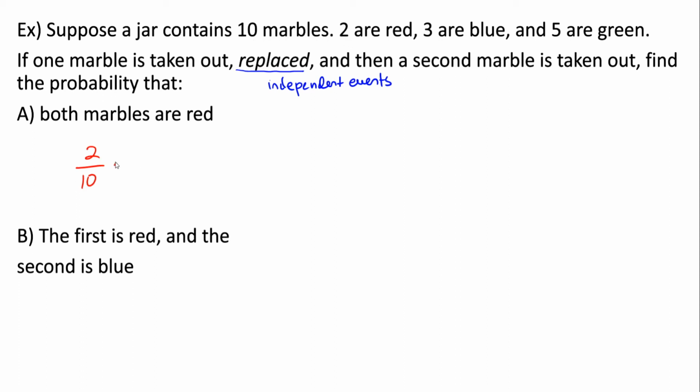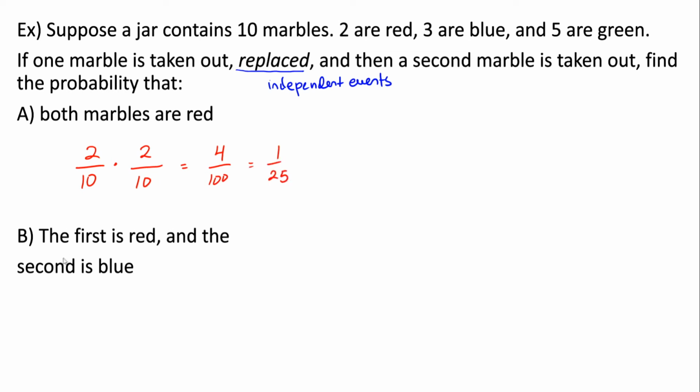Once we take that red marble out, we're going to put it back in. So there's still 10 marbles in the jar, and there's still 2 red ones. So this will become 4 out of 100, which reduces to 1 out of 25.